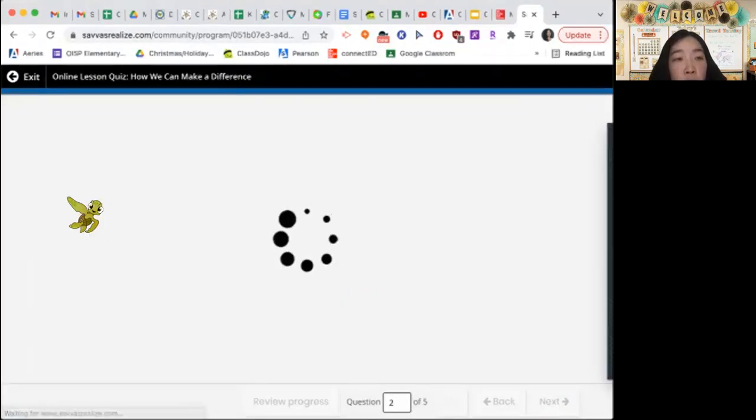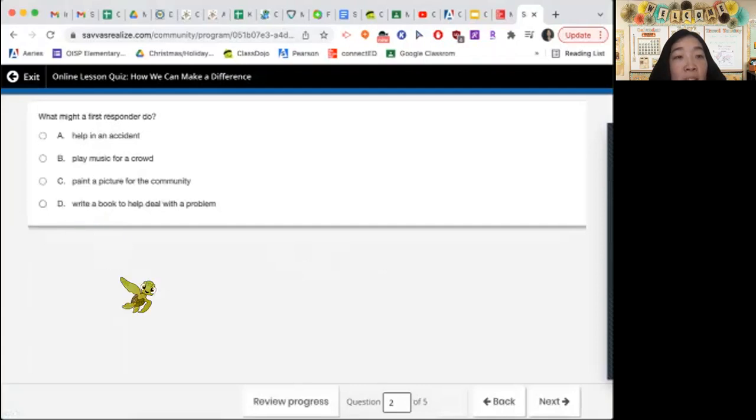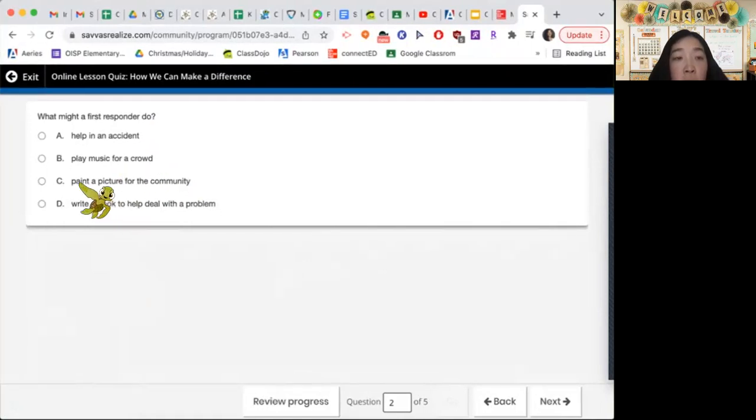Number 2, what might a first responder do? So first responders are like EMTs, like ambulance people who drive in the ambulance. It is policemen. It is firefighters. So what does a first responder do? They help in an accident. They play music for a crowd. They paint a picture for the community, or they write a book to help deal with a problem.